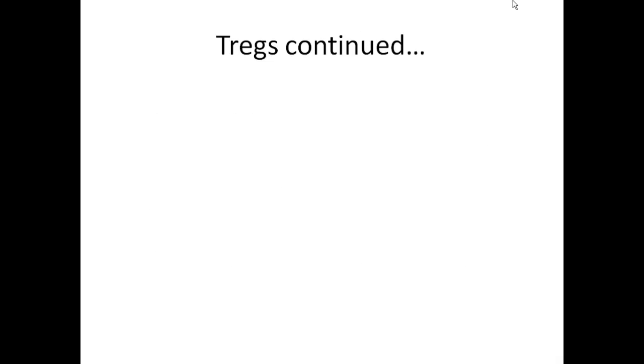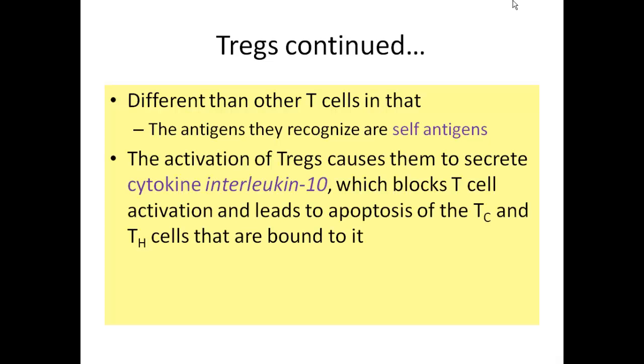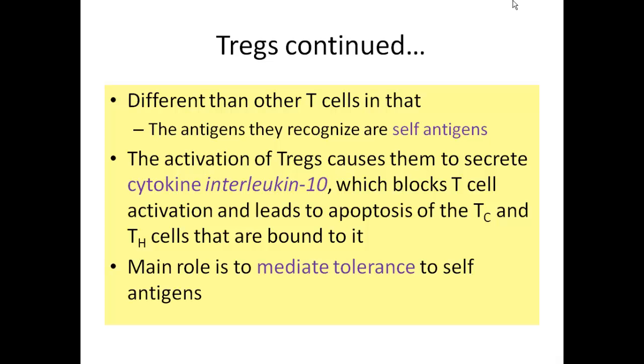However, it is different than other T cells in that the antigens they recognize are self-antigens, not non-self-antigens. The activation of Tregs causes them to secrete the cytokine interleukin-10, which blocks T cell activation and leads to the apoptosis of the TC and TH cells that are bound to it. The main role of Tregs is to mediate tolerance to self-antigen.